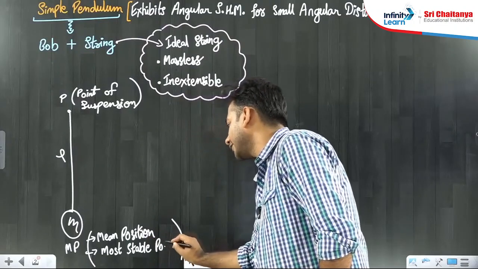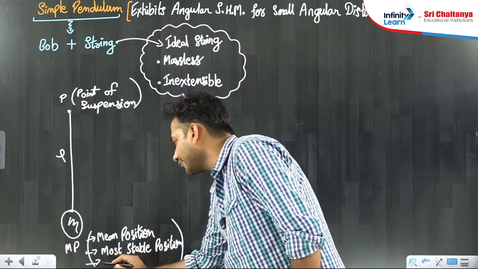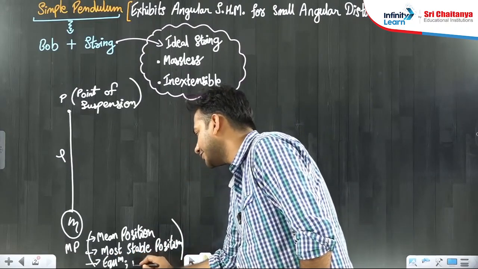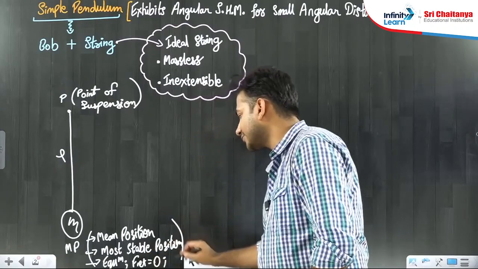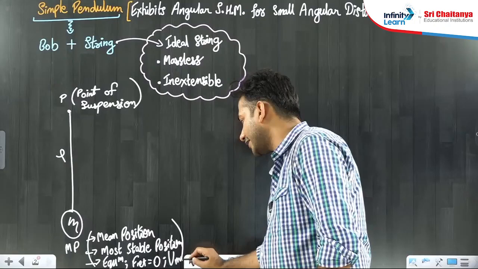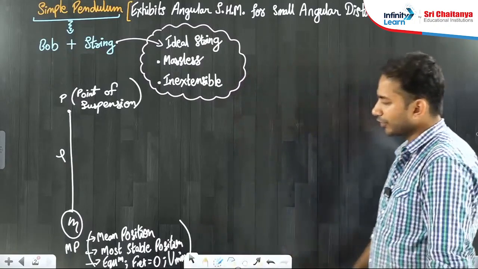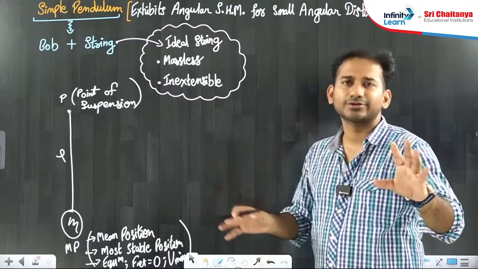You can also call it the equilibrium position. So if it is the equilibrium position, you can say the net force on it is zero. And since it is most stable, the potential energy, which I am denoting by U, has to be minimum. So the mean position is where, without any disturbance, you leave the system.